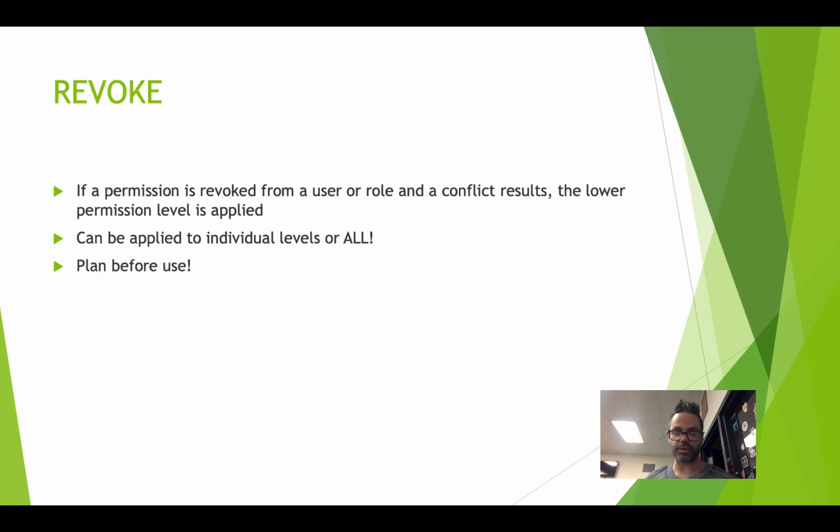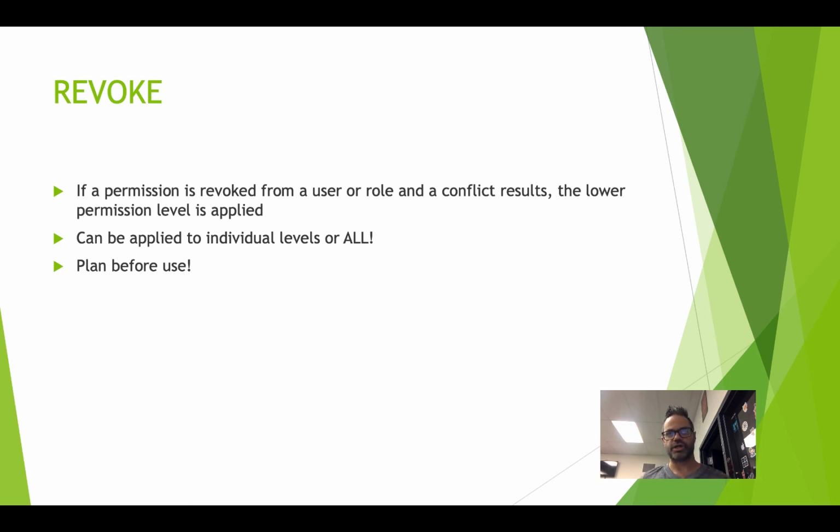Now, like I said, we can also go on the complete opposite side and we can revoke access. So when we're revoking access, we're going to take away permission from some specific component. And so if you revoke a permission from a user or role and there's a conflict, the result is always the lowest possible access. So make sure you plan this out. Again, that top level design is a key part when we're talking about database management. So you can apply this to individual levels or for everybody. You can actually revoke everything.